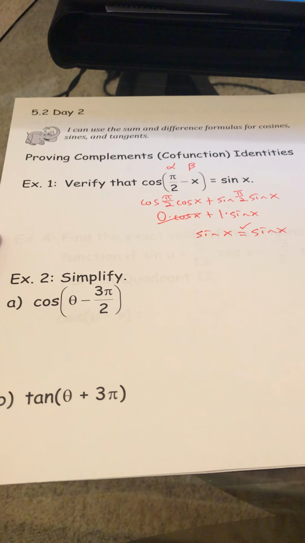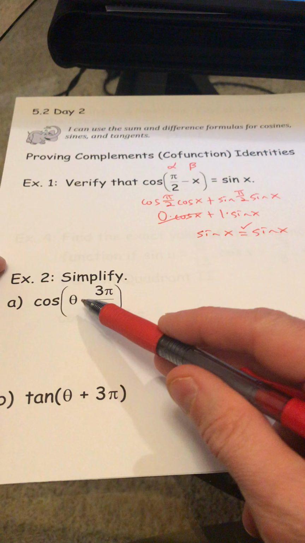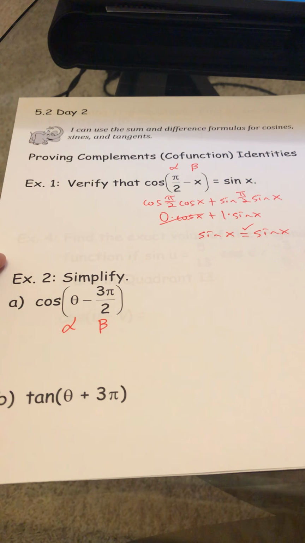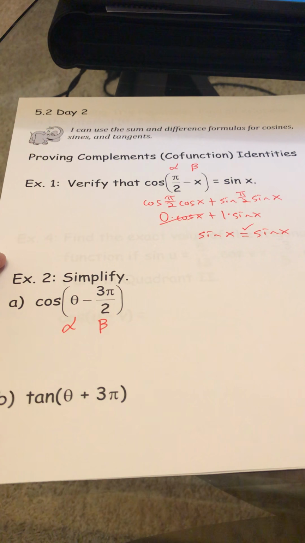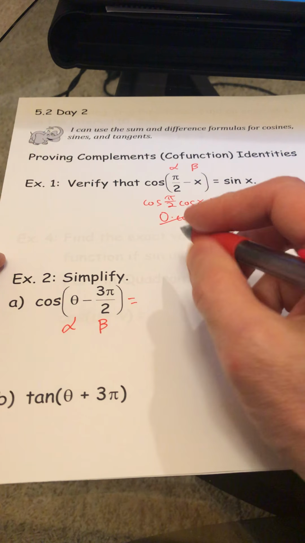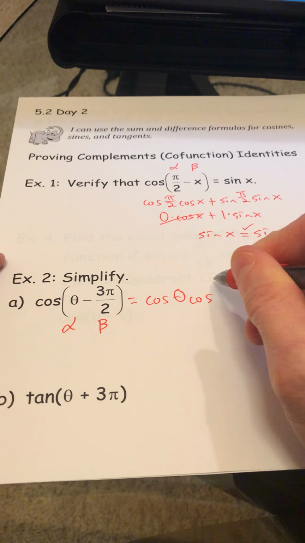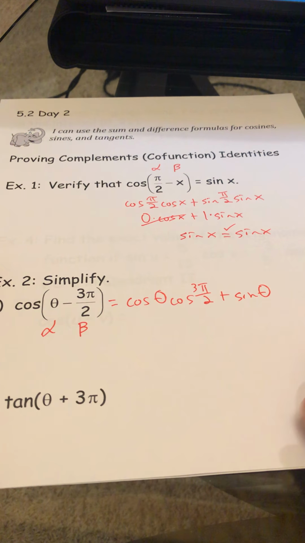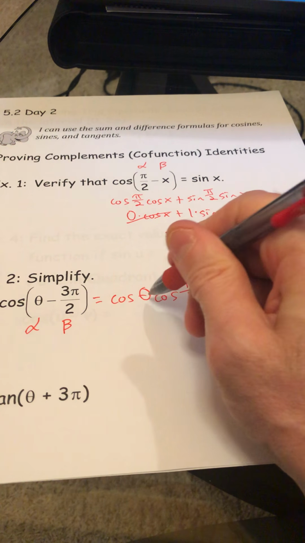Now the next one, cosine of theta minus 3 pi over 2, it's going to work a lot like the one you just did, other than the fact it's not a given identity. So once again, here is our alpha, here is our beta, and just like the one above, it is going to be a cosine difference formula. So when we use our formula, we're going to have cosine theta cosine 3 pi over 2, plus sine theta sine 3 pi over 2.